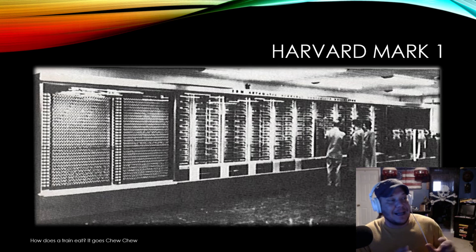Here is a section of the Harvard Mark I. Now, unfortunately, back in the day, people didn't see the value of outdated technology, so when this was taken out of service, the majority of it was destroyed. Now, there are pieces of the Harvard Mark I both at Harvard on display and in the Smithsonian, but the majority of it unfortunately doesn't exist anymore.